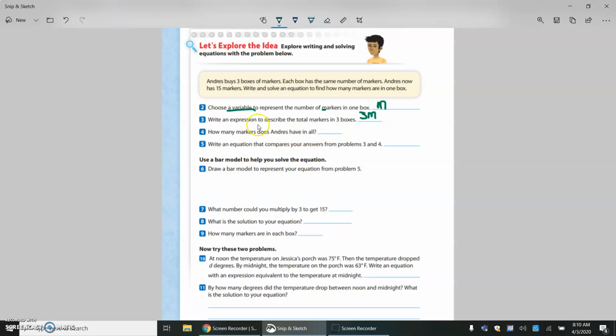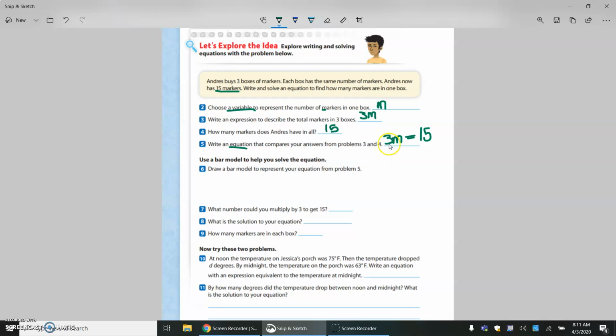How many markers does Andres have in all? Well, we know from up here there's 15 markers total. Write an equation that compares your answers from problems 3 and 4. We know that these two have to do what if it's an equation? They have to equal each other. That is correct. So 3m equals 15.